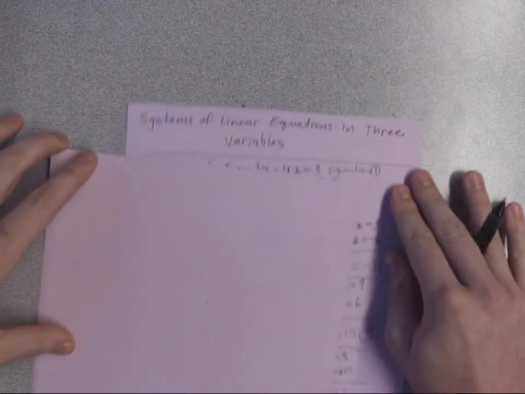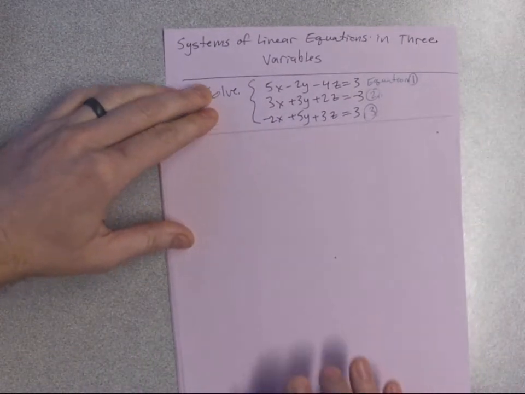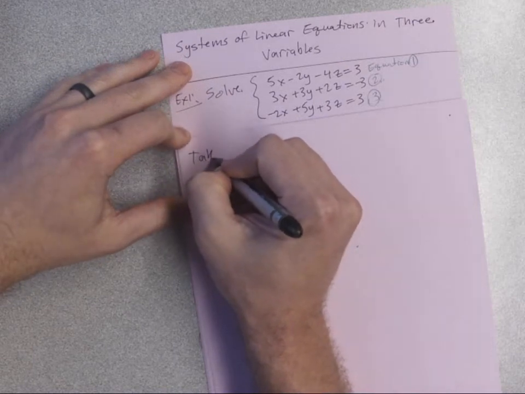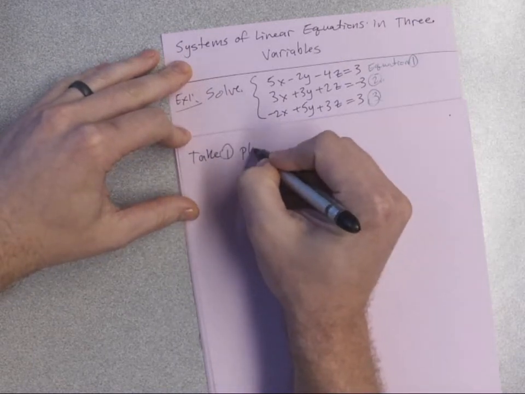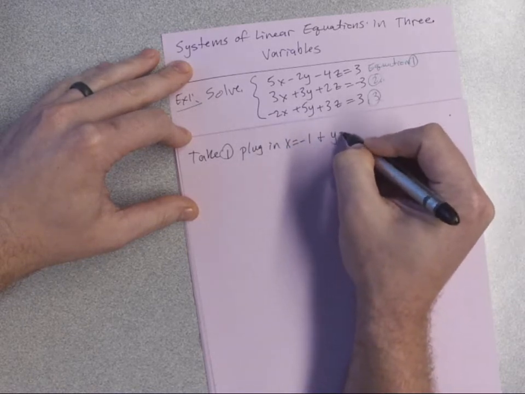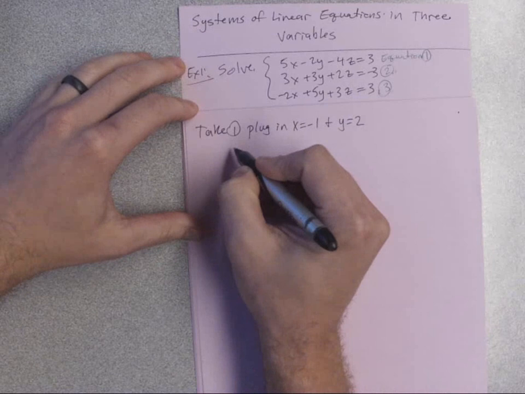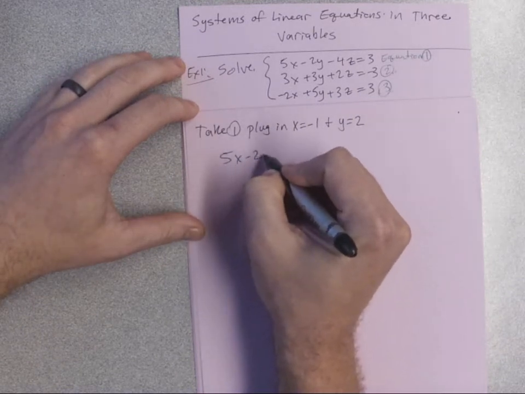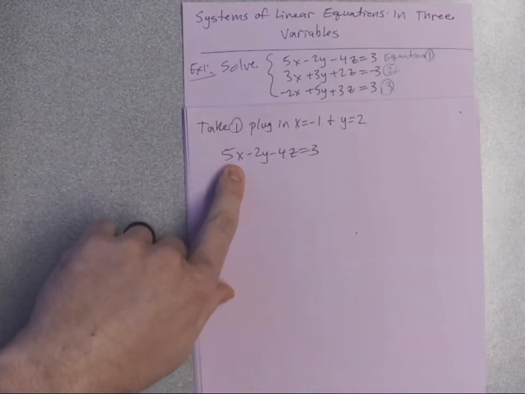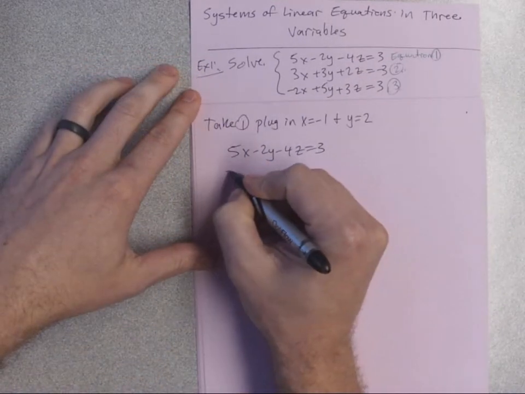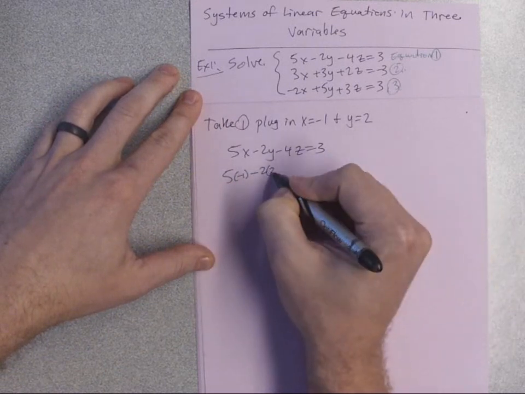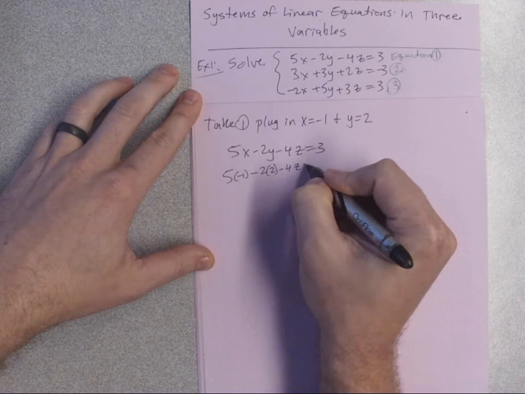Alright. So let's pick one of these equations first. Let's just pick the top one. So I'm going to pick, I'll write what I'm doing. Take 1, plug in x equals negative 1 and y equals 2. So let's write equation 1. And now I'm going to plug in my x and y values. 5 times negative 1 minus 2 times y, which was 2, minus 4z, which is what we're solving for.